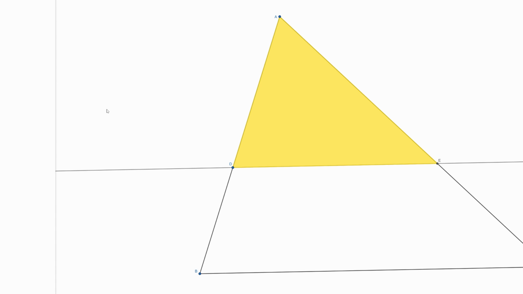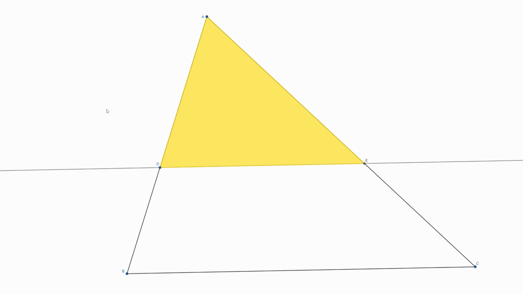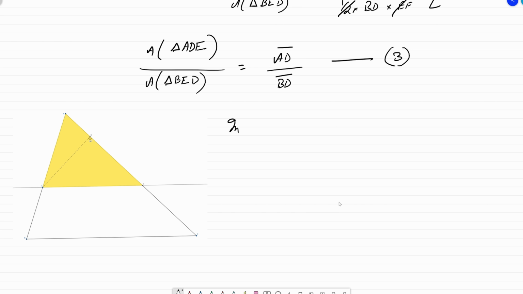In the second step, I am again going to consider the same yellow triangle, which is triangle ADE. But this time my base is different, and so accordingly the height will also be different. Here it is. Now the height is different, but the triangle is same. One more time, in triangle ADE, this time our base has changed.